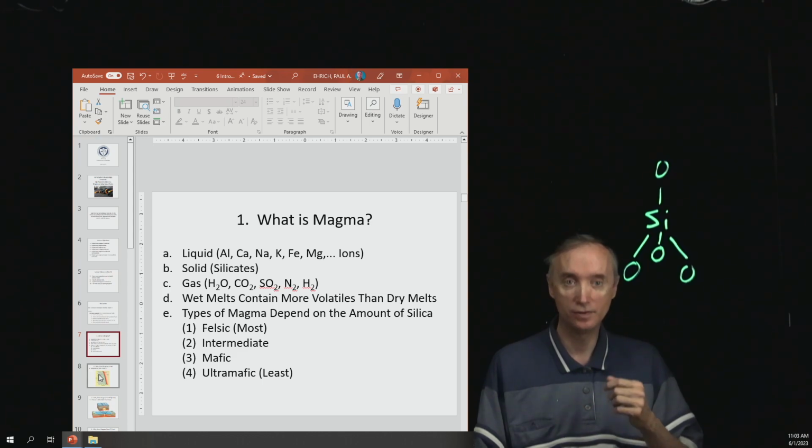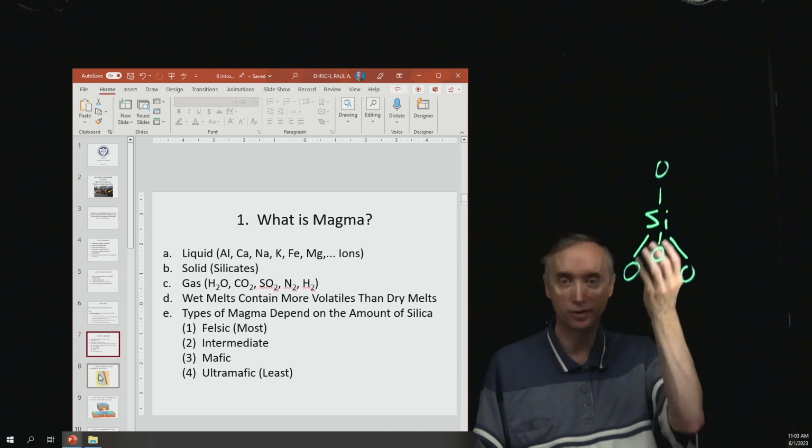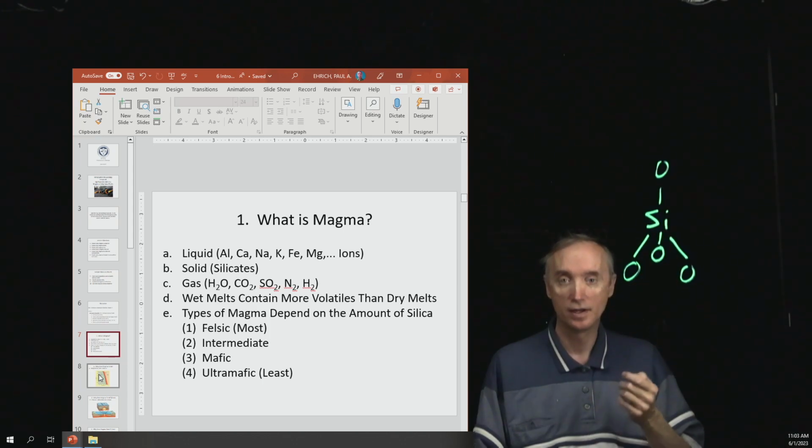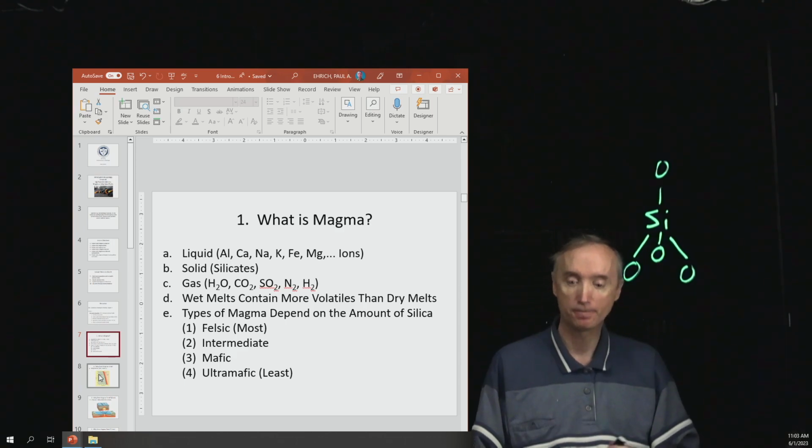So inside the asthenosphere of the Earth, you have ultramafic materials. And then as these materials make their way up to the surface, they gradually change their composition. Okay.